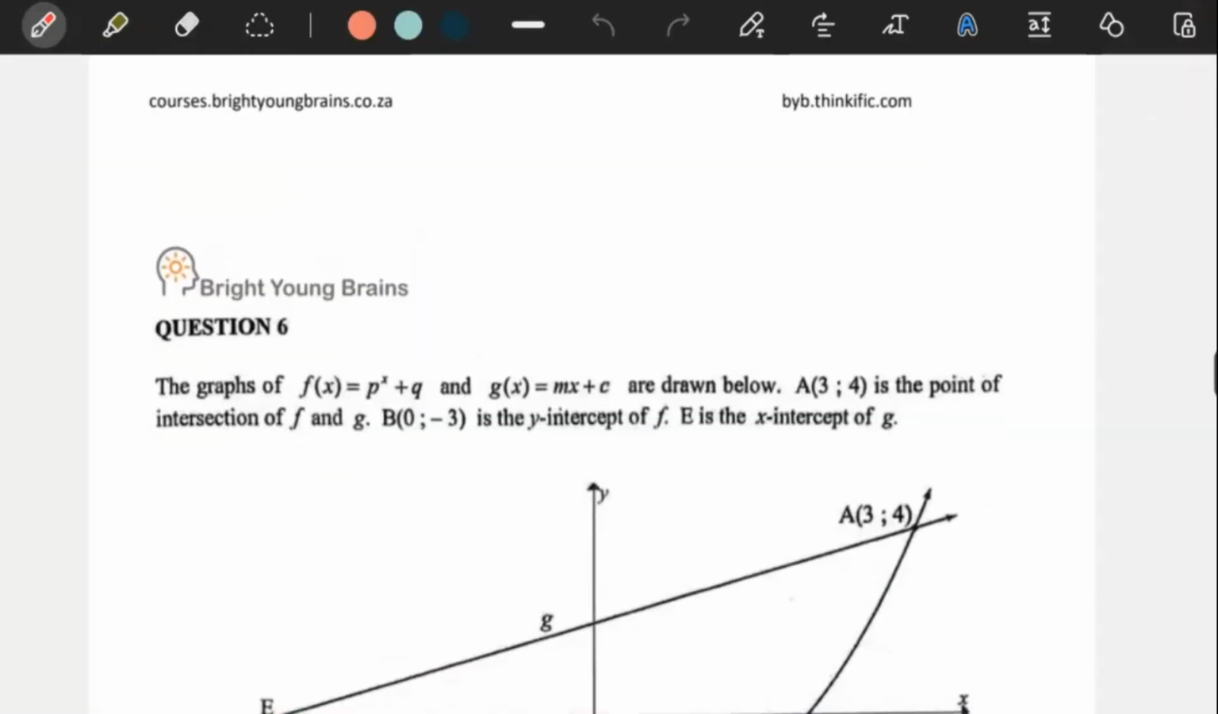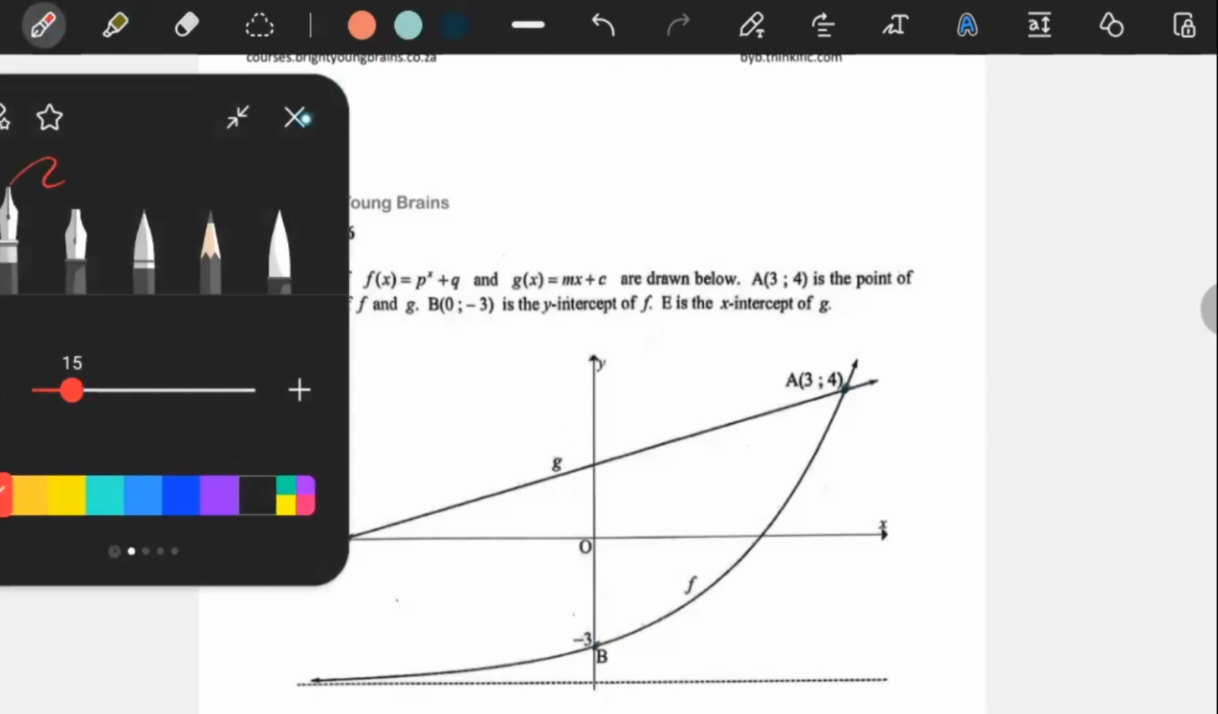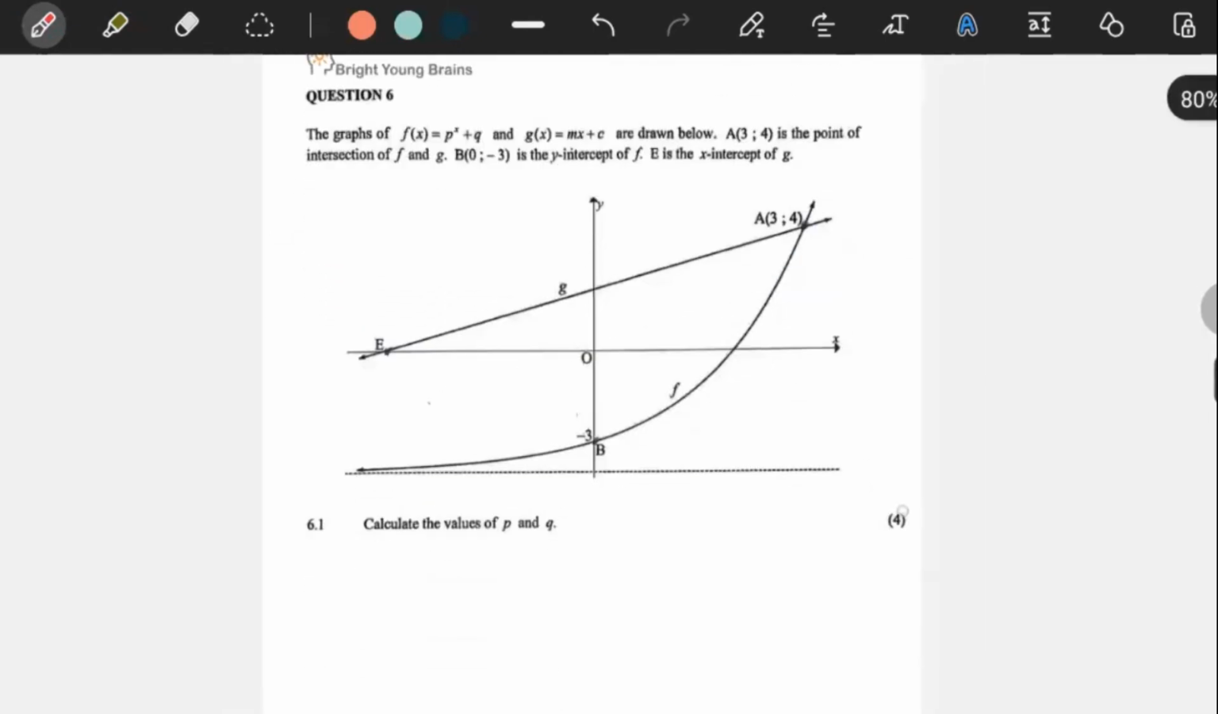Question number 6. It says here the graphs of f, which is clearly an exponential graph, and the graph of g, which is a straight line, are drawn below. A is 3 coordinate 4. They say here it is a point of intersection between f and g. You have B also here. B is the y-intercept of the exponential graph. Then it says E is the x-intercept of g. This looks like a straightforward functions question. Let's see what they're asking. For 4 marks, asking for p and q, right?